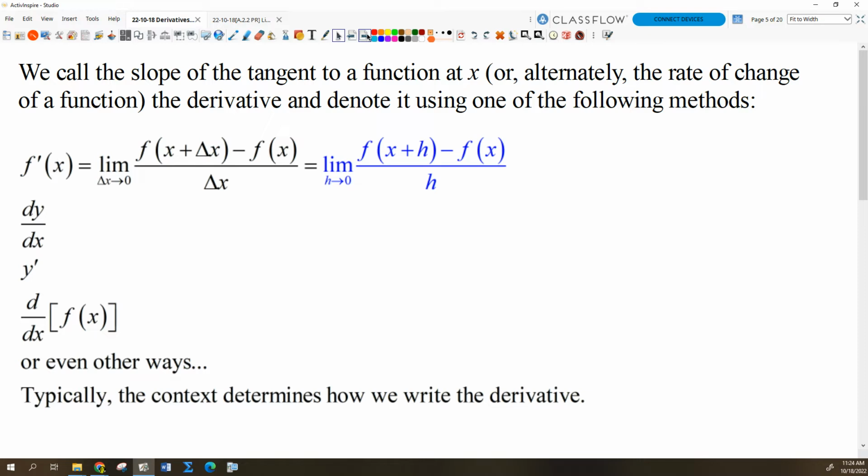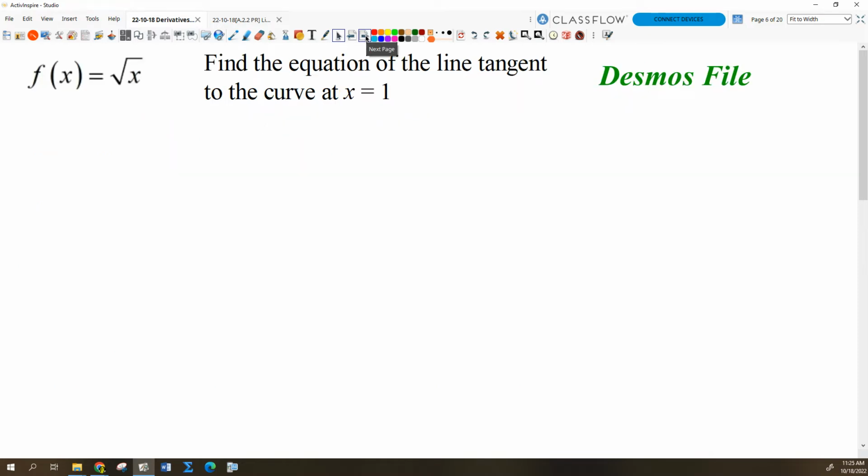If we're talking about slopes, oftentimes we use dy dx. If we're talking about a graph and slopes, but they all mean the same thing. So don't get confused by any shift in notation. On the assignment, I'll try to give you problems that ask the question in different ways, but they're all asking the same thing, find the derivative. Okay, let's try one of these.